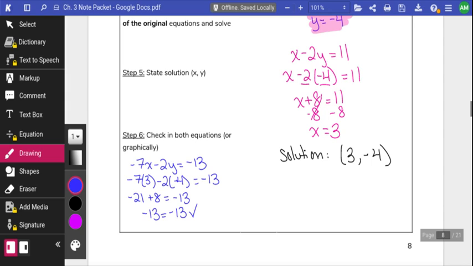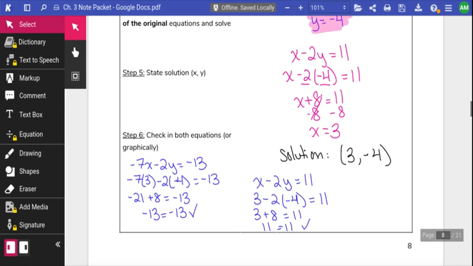So now we're going to write our second equation, x minus 2y equals 11. And I'm going to substitute in my x and my y values, 3 and -4. 3 plus 8 equals 11. 11 equals 11. So our solution is correct. Depending on the question, it might be easier to graph, or it might be easier just to substitute in using algebra like I just did now.